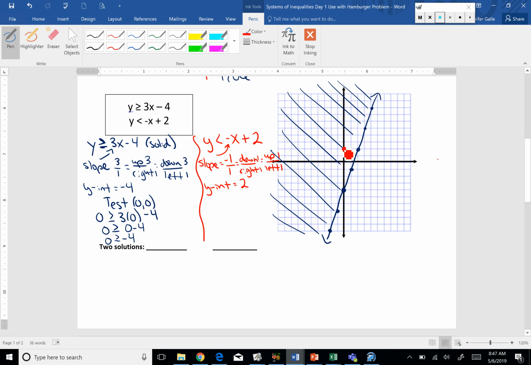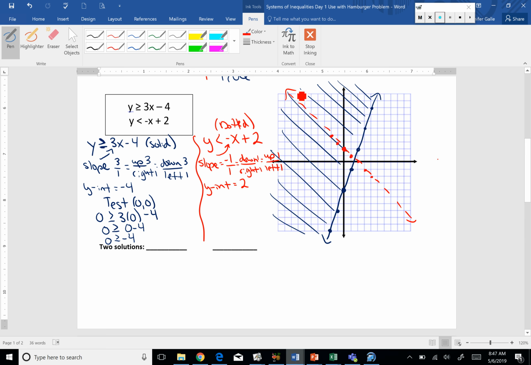And we could go down and right, or we could go up and left. And we get the idea. Ooh, dotted or solid? I forgot that. Dotted. There's no equal to. So we go dotted. Here we go. Kind of going through those points.